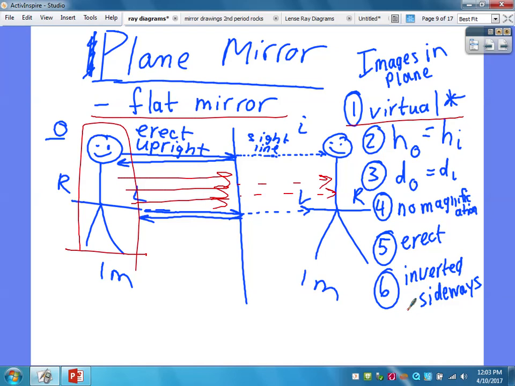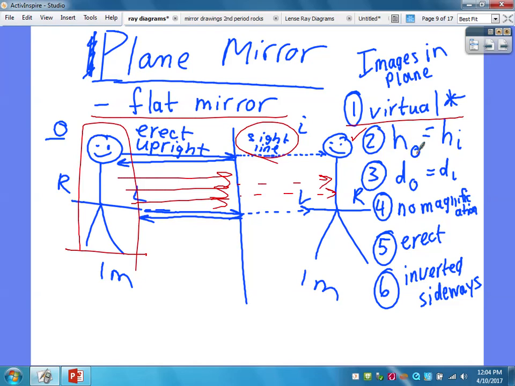First one is it's a virtual image. You appear inside the mirror, even though the real light bounces back. Okay, that's why it's a virtual image. It's being created by what are called these sight lines. Okay. 2, you will appear the same height. Okay, this is object height, this is image height.